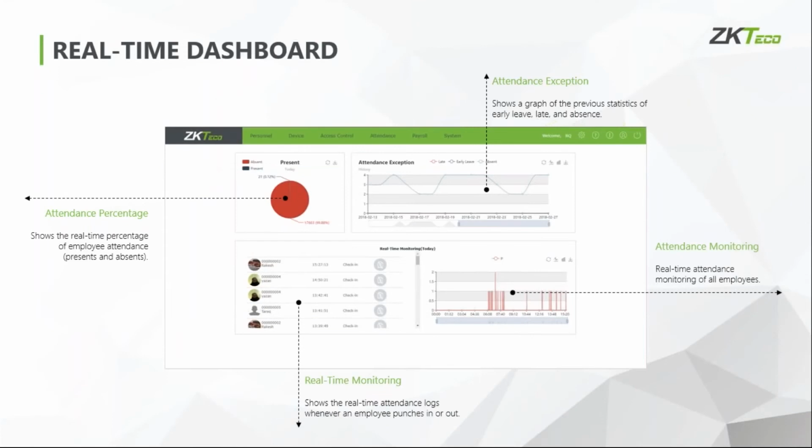We have a real-time dashboard with four parts. The first part shows the percentage of attendance, how many are present and how many are absent. Attendance exceptions such as late, early leave, and absent are represented diagrammatically, so you can easily understand how many employees are working in the company currently. It is updated in real time, showing how many are late, how many left early, and how many are absent.